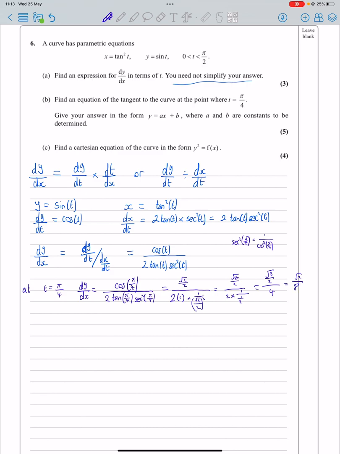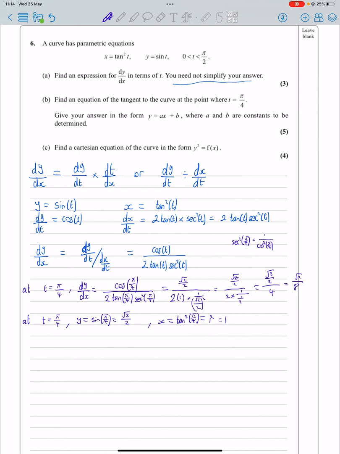Okay, so that is the value of dy/dx at pi over 4. Now we need to use y equals mx plus c. So we need to work out what the y coordinate is and what the x coordinate is. At t equals pi over 4, we have y equals sin of pi over 4, which is equal to root 2 over 2. And we have x equals tan squared of pi over 4, which is equal to 1 squared, which is equal to 1.